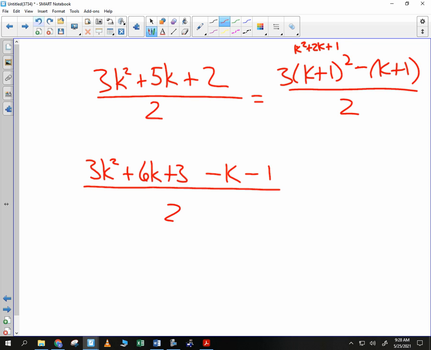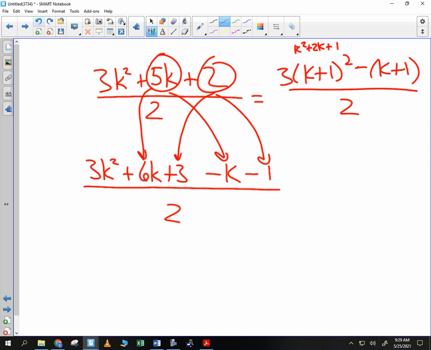So all we did in this step right here was take this 5k and separate it into a 6k and a negative k. And I know you haven't done that before, but that's an okay step to make use of. And you'll do that more in mathematics as you get to higher levels. And this 2 we separated into positive 3 and a negative 1. And there's nothing wrong with that. And what's just super beautiful is as you do that, you get this piece right here, but then you have the minus k minus 1. And there you have it.